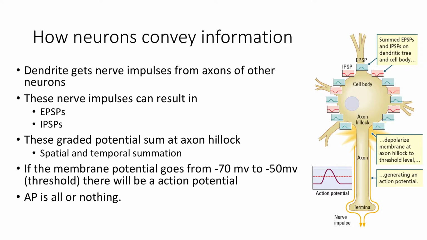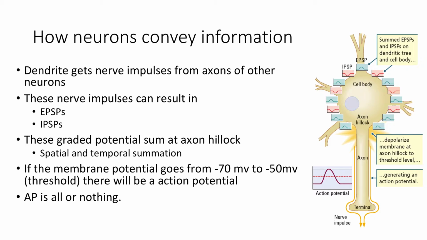When an IPSP occurs, which is the inhibitory postsynaptic potential, the cell membrane hyperpolarizes, making the inside of the cell a little bit more negative compared to the outside. So it pushes it away from the threshold, and therefore it's inhibitory, and it will make the cell less likely to fire an action potential.